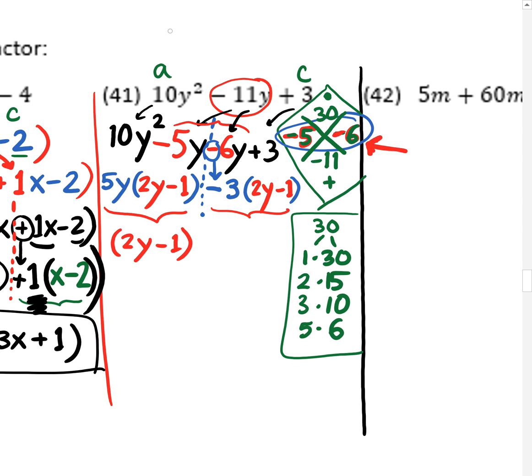Okay, those two big terms have 2y minus 1 in common. The leftovers are 5y minus 3. That'll be it. Beautiful. And you can always check this by foiling it out.